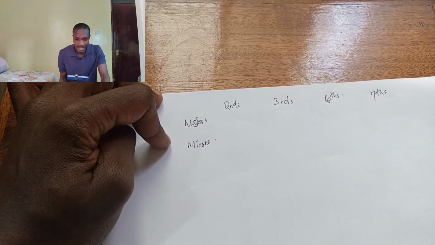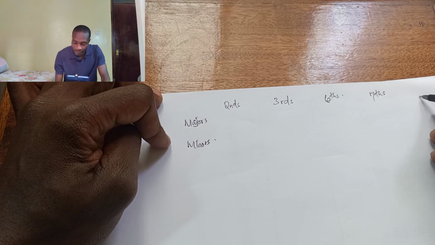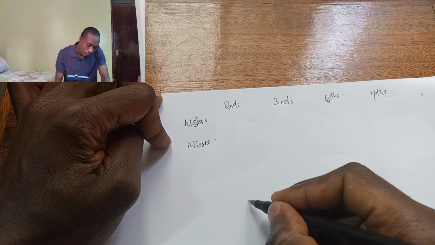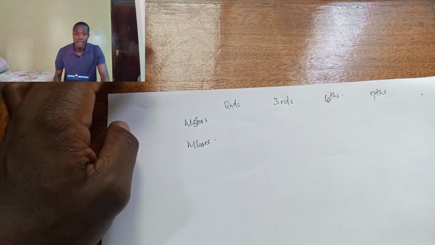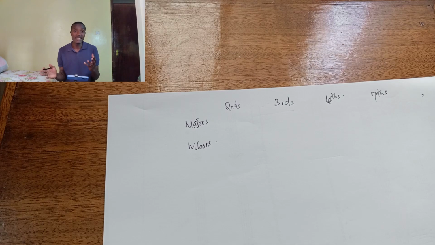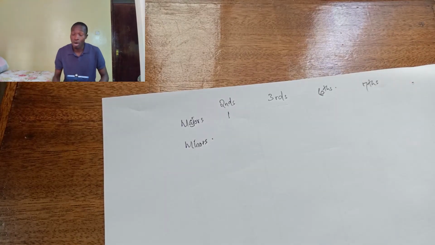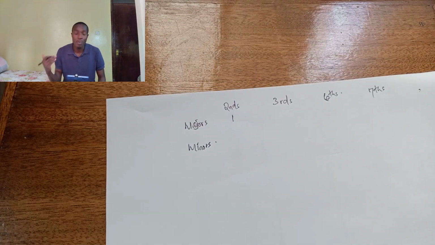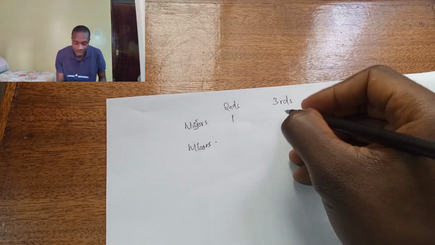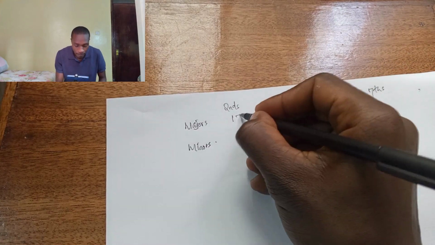Now, major second, for example, if we move from C to D, the interval there is going to be 2 semitones, or a tone. So the step there is 1 tone. All major seconds are going to have 1 tone. All major thirds are going to have 2 tones.